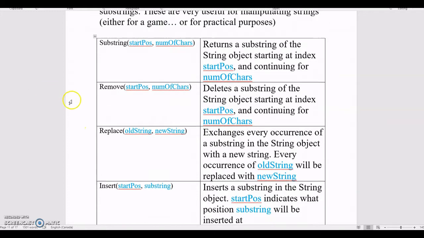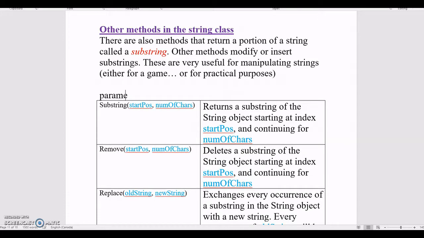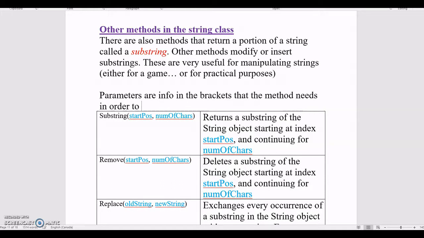All right. So substrings. If you have a string object and you want to just grab a piece of that object, you would use substring. Okay, so substring needs 2 pieces of information. In the brackets, you're going to see these things that sort of look like variables. These are called parameters. Parameters are info in the brackets that the method needs in order to run or do its job.